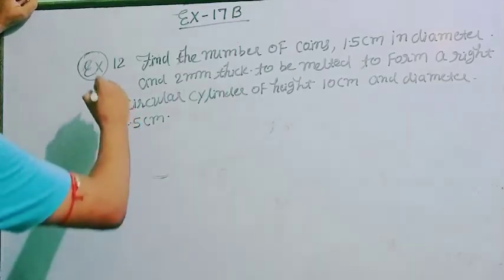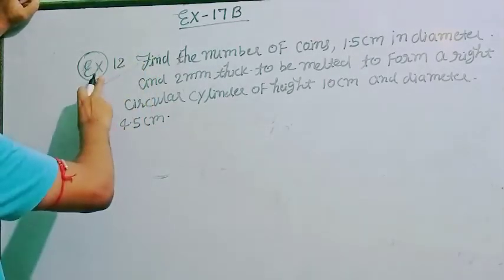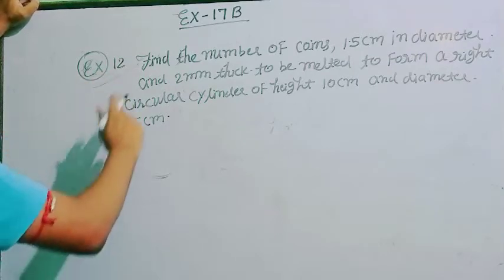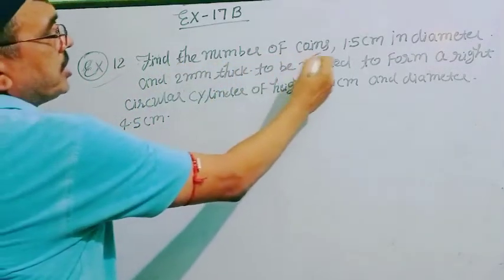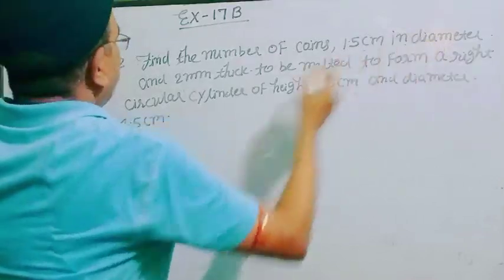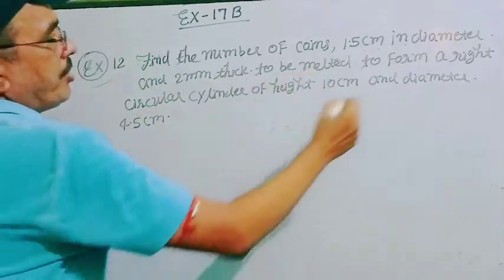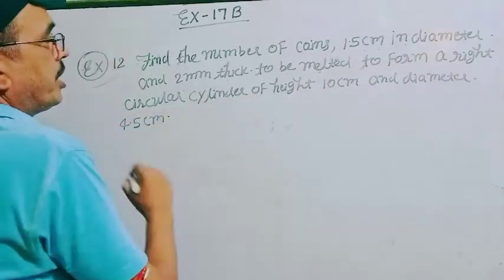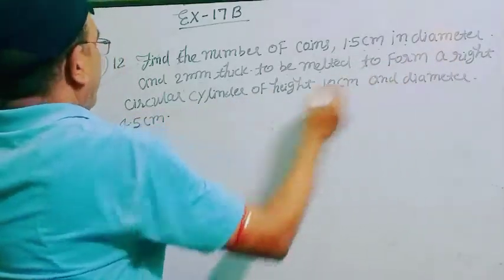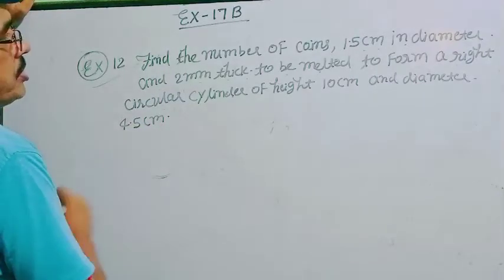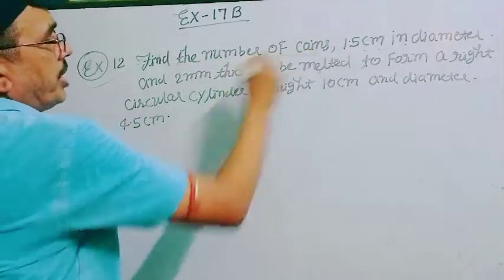Now see, this is the last question of today's session. Example 12, that is find the number of coins 1.5 cm in diameter and 2 mm thick to be melted to form a right circular cylinder of height 10 cm and diameter 4.5 cm. So find the number of the coins.